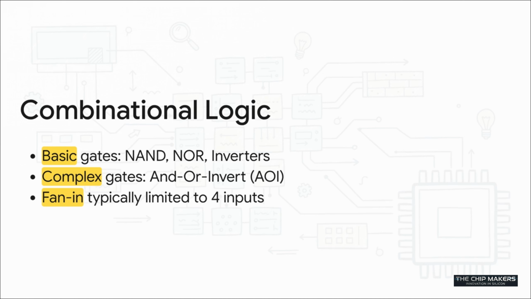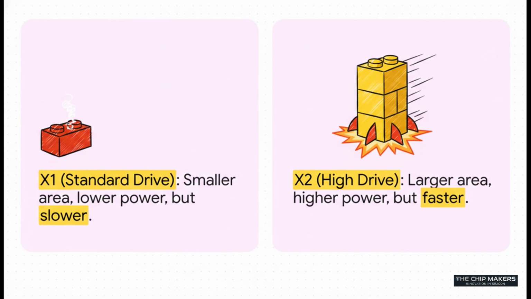You'll notice, though, that they're usually limited to about 4 inputs. Any more than that, and they just get too slow and power-hungry. Now this is where it gets really interesting. Each of these cells doesn't just come in one flavor. Oh no, it comes in different drive strengths.